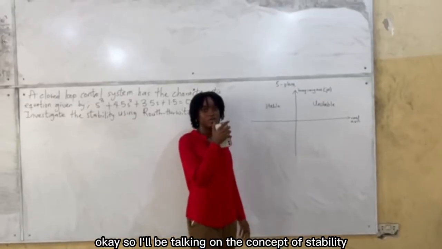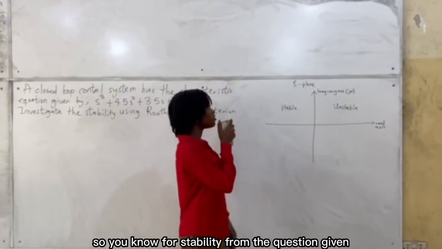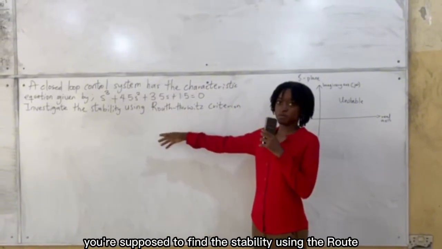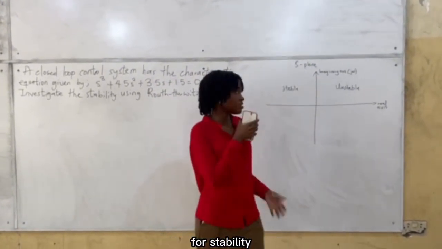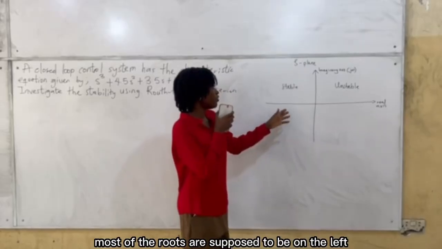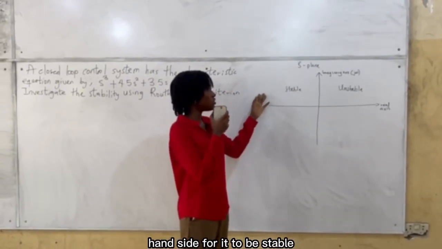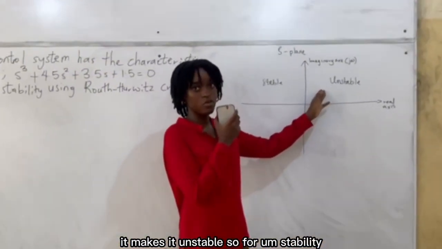I'll be talking on the concept of stability. From the question given, we are supposed to find the stability using the Routh-Hurwitz criterion. For stability, most of the roots are supposed to be on the left-hand side for it to be stable, and when most are on the right side, it makes it unstable.